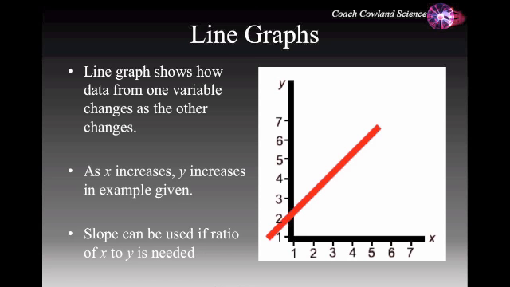Line graphs show dependent and independent variables. They show the relationships between the two of them. These are graphs that we're going to use regularly. We will do things like find the slope, the intercept, and the area beneath the graph.